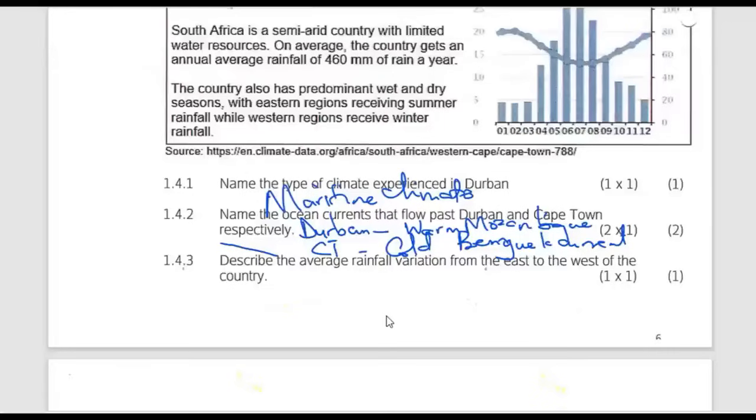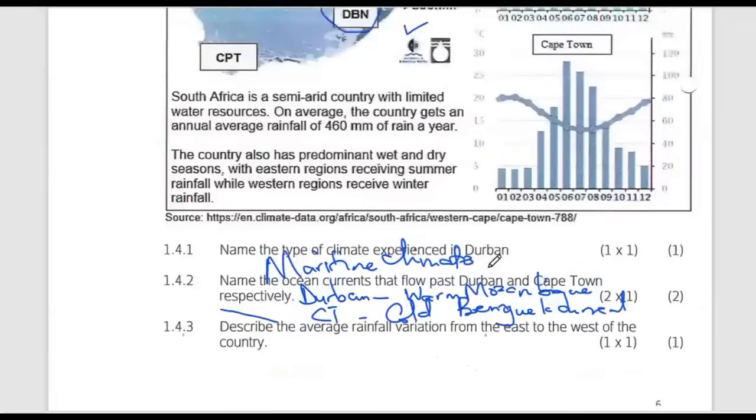The next question is talking about: describe the average rainfall variation from the east to the west of the country. How does rainfall vary from the east going to the west?